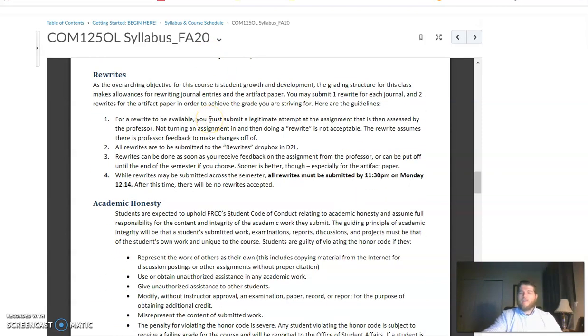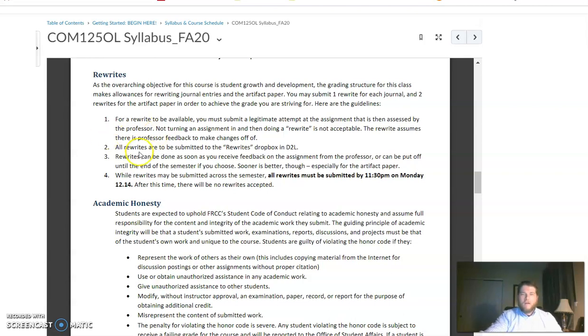Then down here are rewrites. And I am going to just take and explain this as quickly as I possibly can. You can rewrite the artifact paper and you can rewrite the journals. You can rewrite the artifact paper twice, and you may submit 1 rewrite for each journal. Hope that makes sense. And here are the quick guidelines. Number 1, for a rewrite to be available, you must submit a legitimate attempt at the assignment. You can't just not turn something in and then go put it in the rewrite folder. That's not a rewrite, okay? If you need to do that, you need to use a late token. I hope that makes sense.